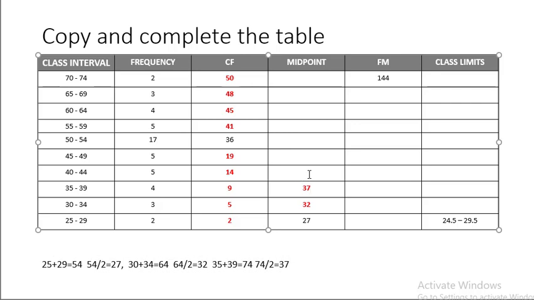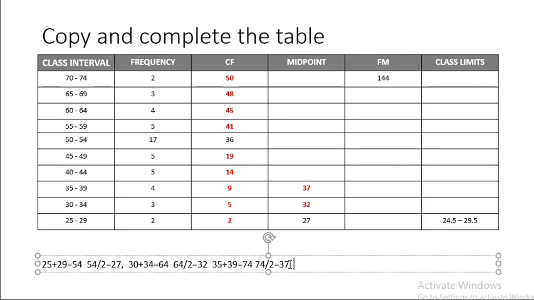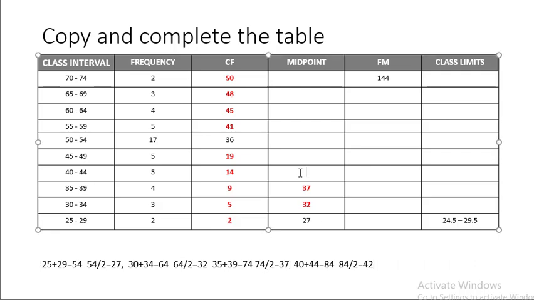So also we'll move into the next one, which is 40 plus what? 44. Let's continue solving. 40 plus 44 is equals to 84. Then 84 divided by 2 is equals to 42. So now we're placing 42 in here. You understand? So we'll move into 45 plus 49.